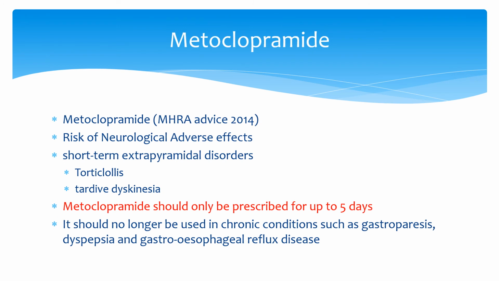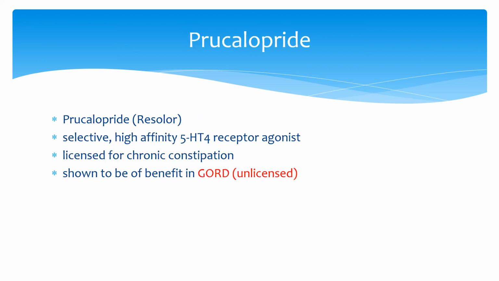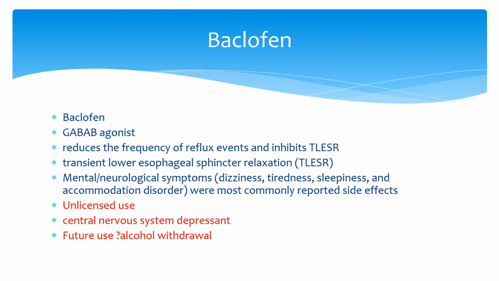Metoclopramide, certainly in the UK, has been advised not to be used long term because of the risk of neurological side effects. Domperidone, again in the UK, has been advised not to be used long term because of some small risk of cardiac arrhythmias. Prucalopride is a medication often used for constipation, but it has a side effect, therefore, of course, diarrhea.